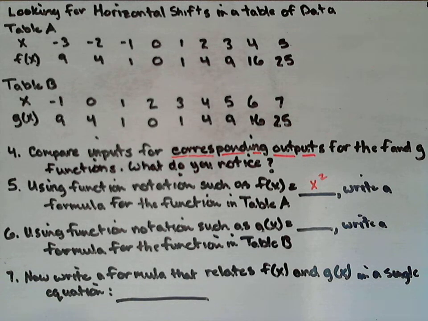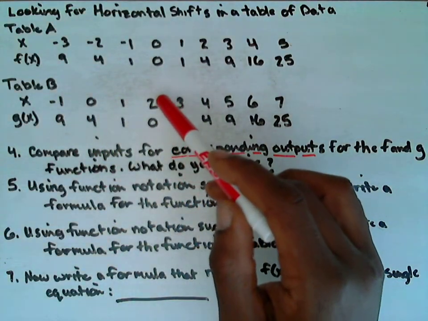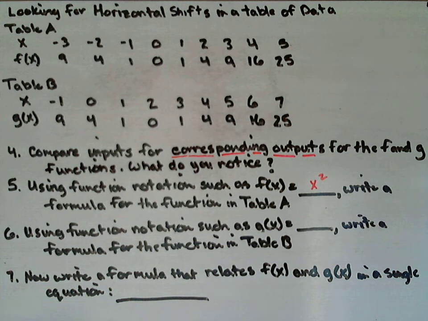Now when we go on to number 6, we're supposed to use function notation such as g of x equals, and we're supposed to write a formula for the function in table B. Unfortunately, table B isn't as nice, with negative 1, 9, 0, 4, 1, 1, 2, 0, and so forth, but we can use the relationship that we found out in question 4 to help us out. In question 4 we had noticed that all of the table A values were 2 less than the table B values.